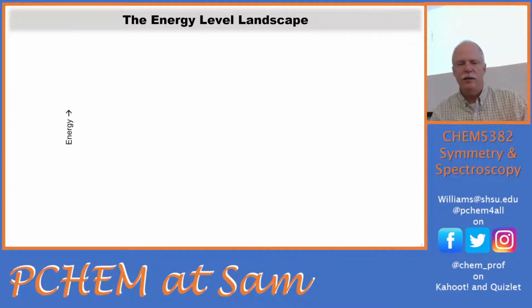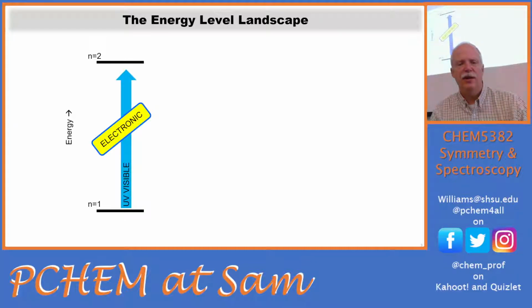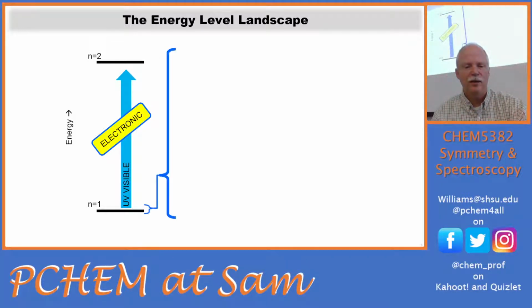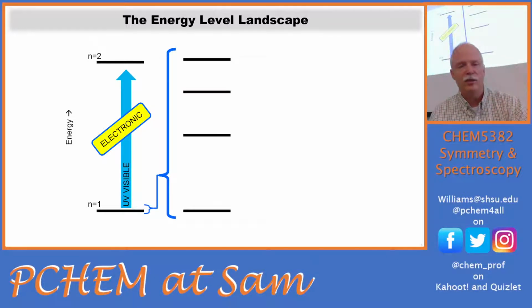Let's think about the energy landscape. So if we have electronic energy levels, that's our UV-Vis spectra. So you should know that UV-Vis transitions are electronic transitions. If we zoom in on this ground electronic state, we'll have the vibrational levels.